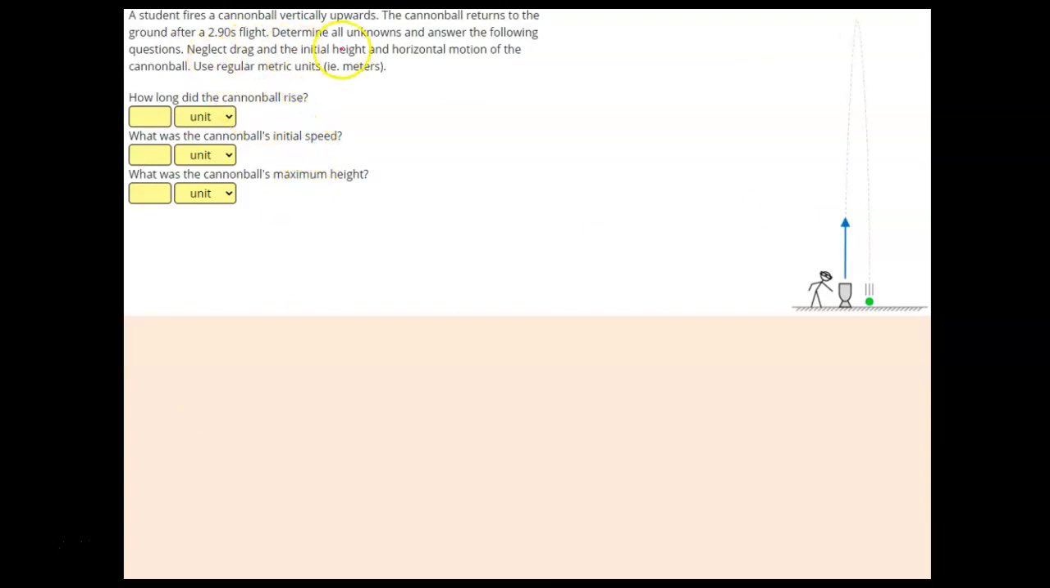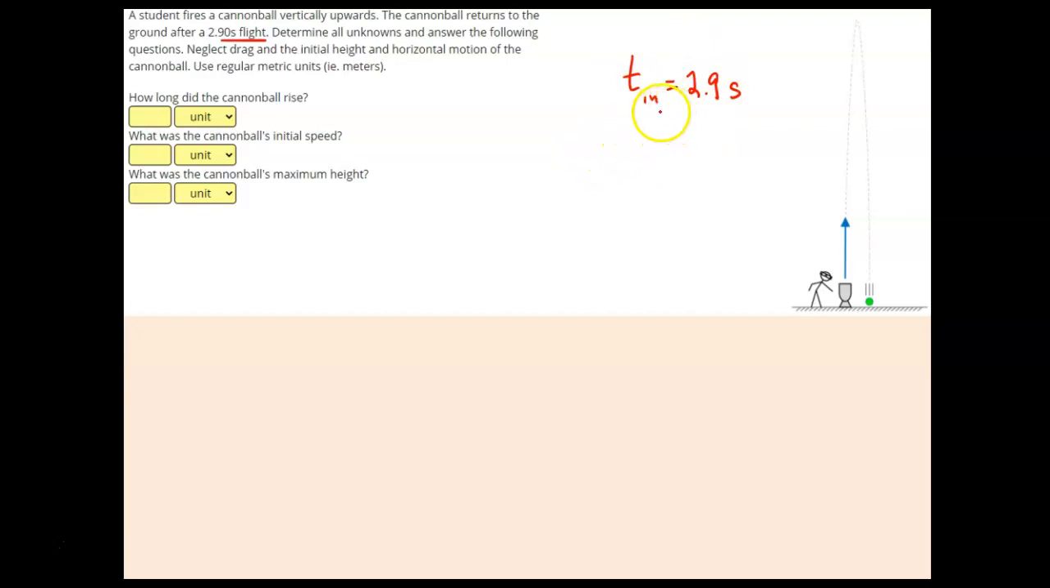Okay, a student fires a cannonball vertically upward. The cannonball returns to ground after 2.9 seconds of flight. So that's time in the air is 2.9 seconds. Determine all unknowns, neglect drag, etc. Use regular units, meters. Okay, so this is really all they've given us.